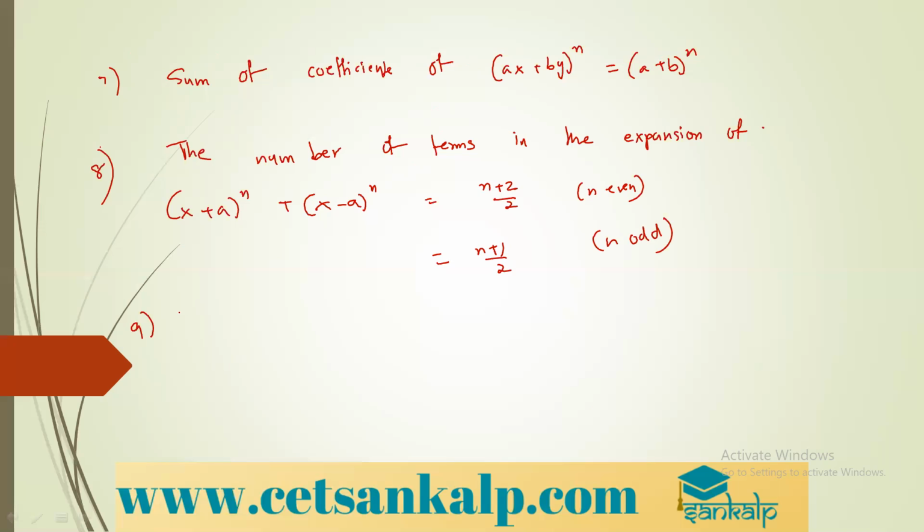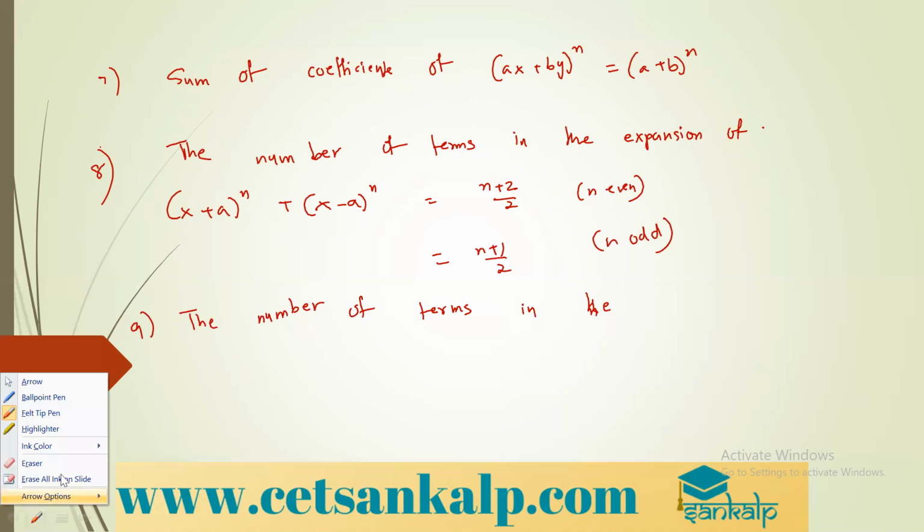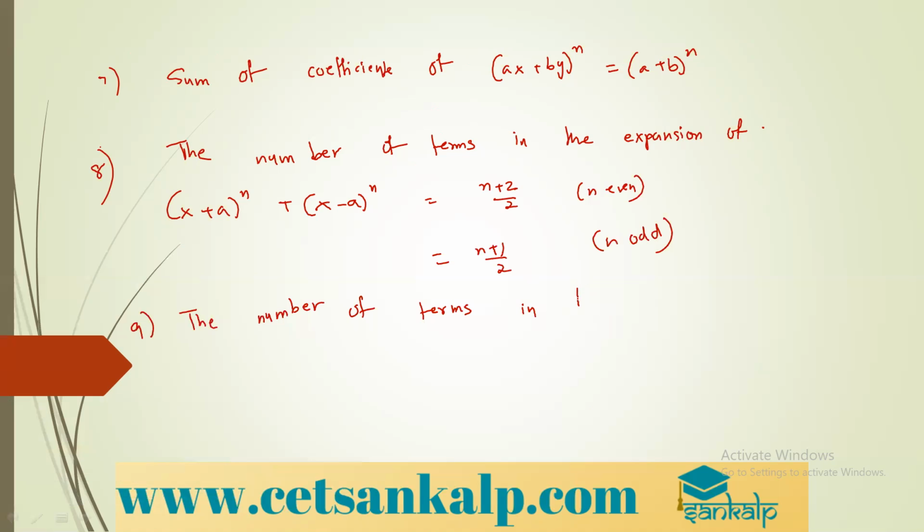Similar to this, there is one more formula, the number of terms in the, I will erase this and write neatly. So, in the expansion of (x + a)^n minus (x - a)^n will be n/2 if n is even. Otherwise, it will be (n + 1)/2 if n is odd.